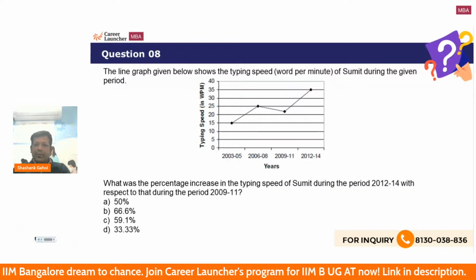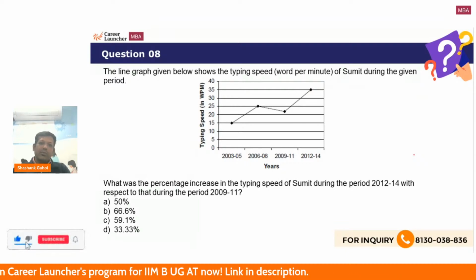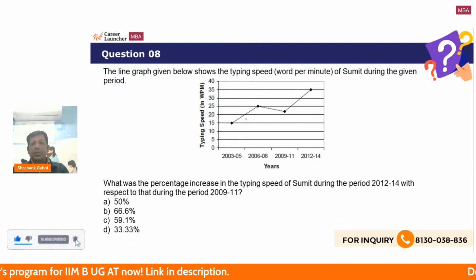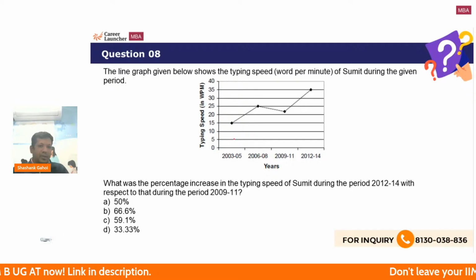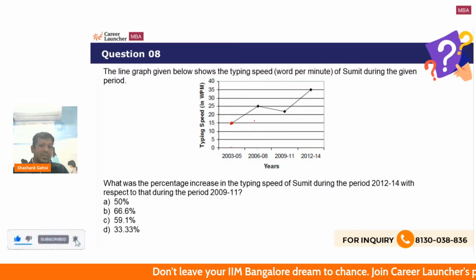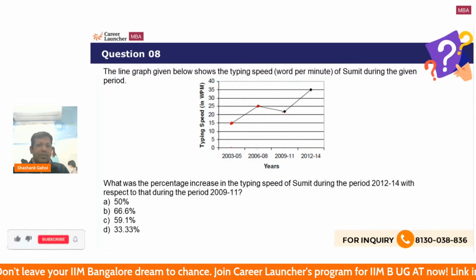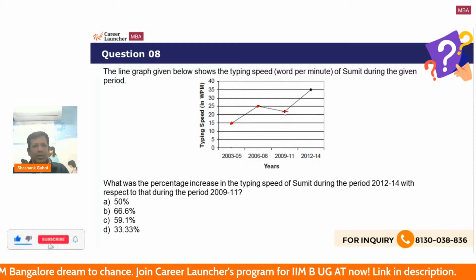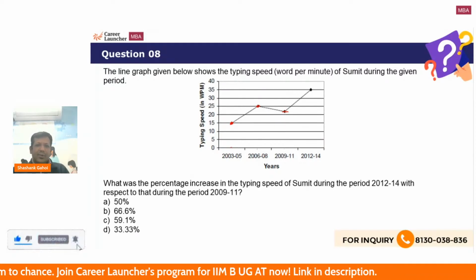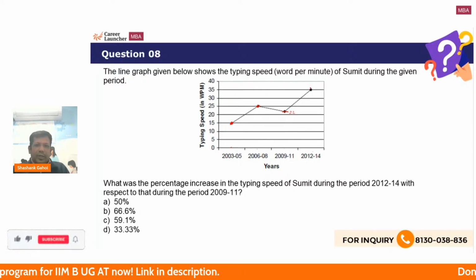The line graph shows the typing speed in words per minute of Sumit during the given period. So in 2003 to 5, his typing speed was 50. In 2006 to 8, his typing speed has increased to 25. Then in 2009 to 11, I would call it greater than 20, less than 25, let's call it 22. 12 to 14, it's 35.